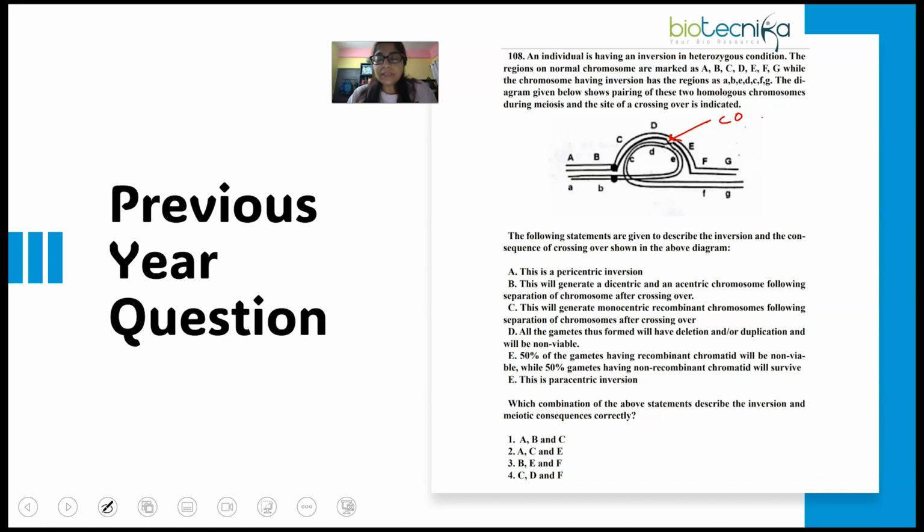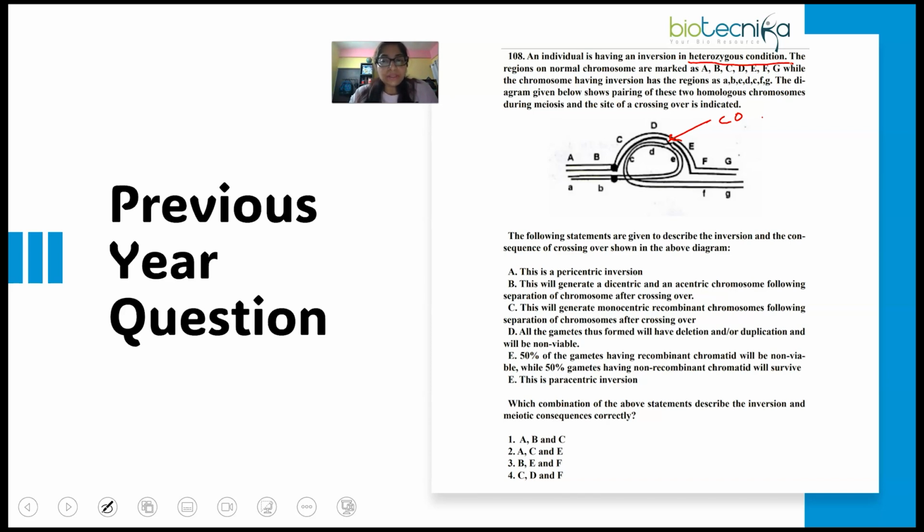The following statements are given to describe the inversion and the consequence of crossing over shown in the above diagram. Now, from which topic is this coming? As I told you, it comes from chromosomal aberration. Inversion is a type of chromosomal aberration or chromosomal mutation in which a segment of the chromosome is inverted. Heterozygous condition means only one of the homologous chromosomes has the inversion, whereas in the other member of the homologous pair, the arrangement of genes is the same.